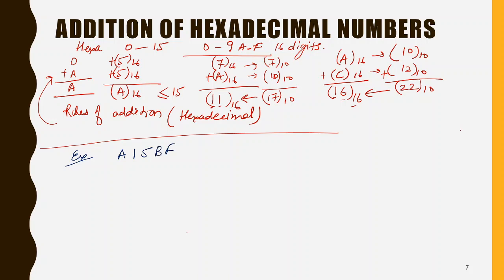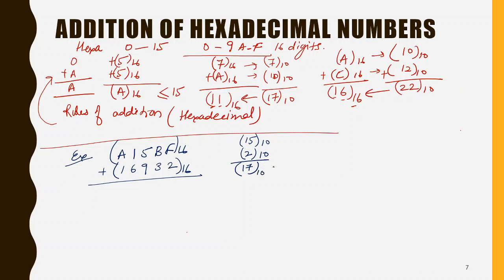A15BF. And I want to add 1693 and 2. This I want to add. This is the first hexadecimal number and this is the second hexadecimal number. I want to add both of them. So F plus 2, F is 15, plus 2 is 17. Either you have to do it in this way, that F is 15 in decimal and it is 2 in decimal, so that is 17 in decimal.